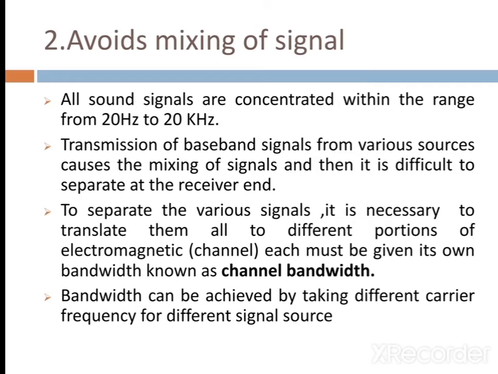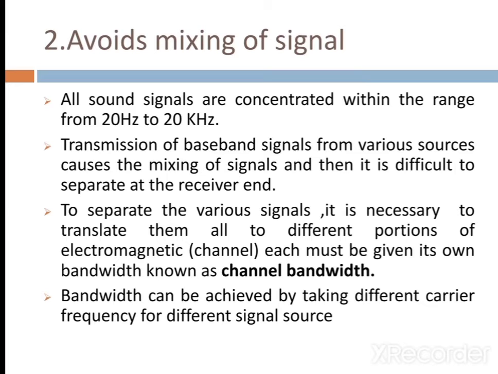Second, avoid mixing of signals. All sound signals are in the range from 20 Hz to 20 kHz. That means transmission of baseband signals from various sources causes mixing of signals, and then it is difficult to separate them at the receiver end. Then to separate the various signals, it is necessary to translate them all to different portions of the electromagnetic spectrum. Each must be given its own bandwidth known as a channel bandwidth.